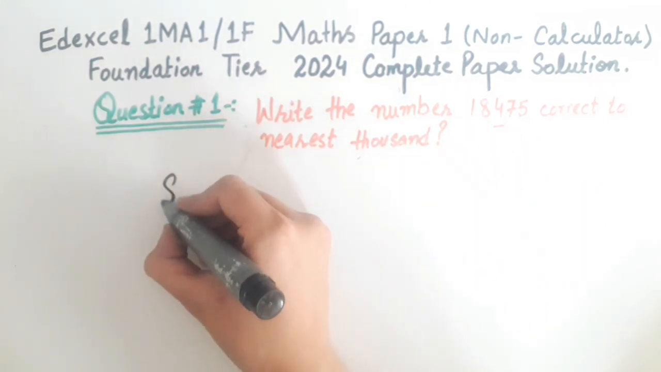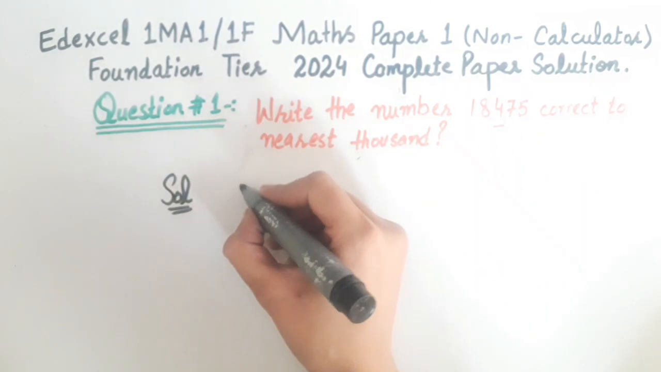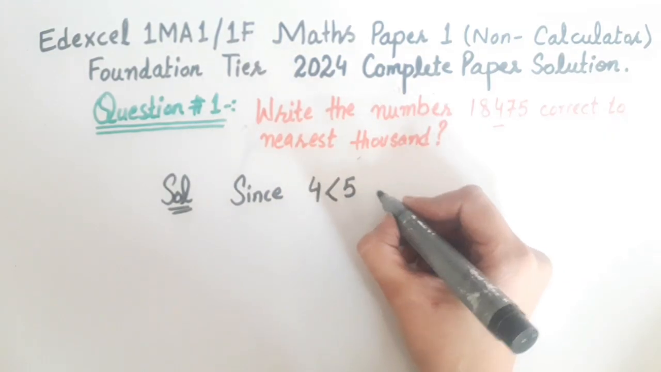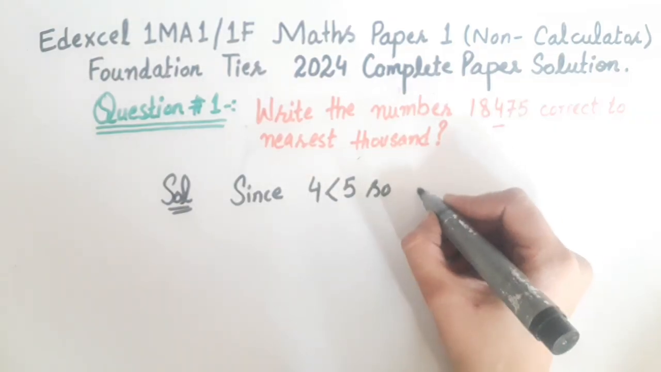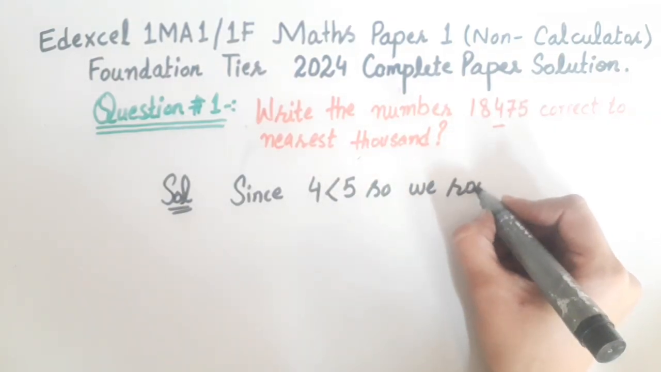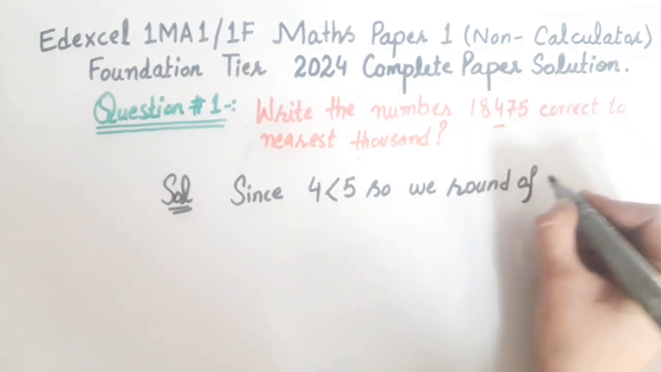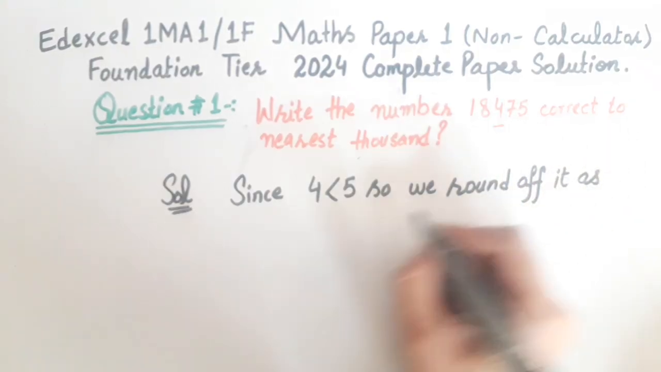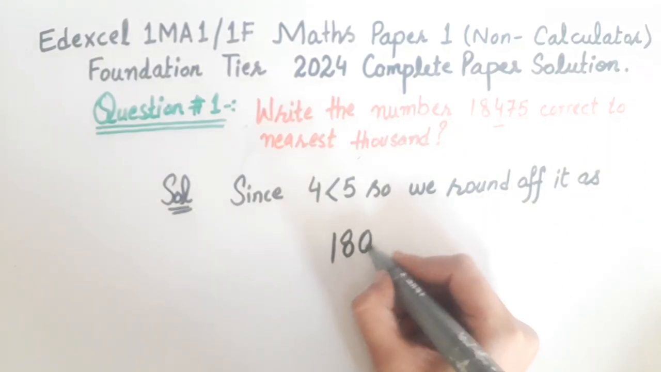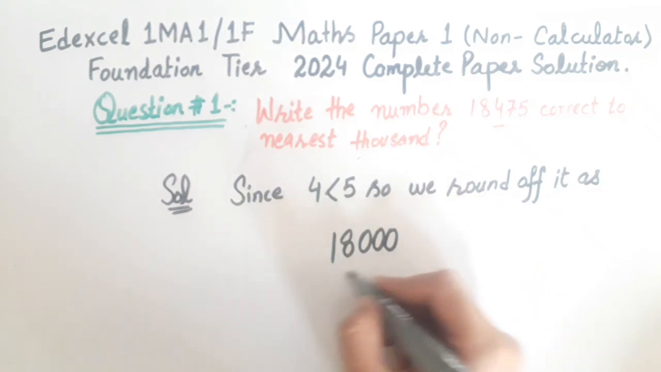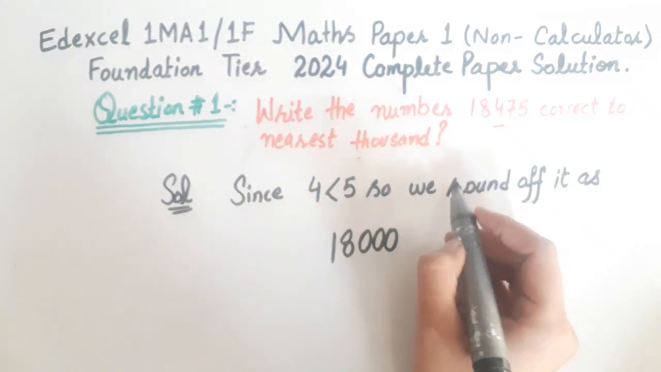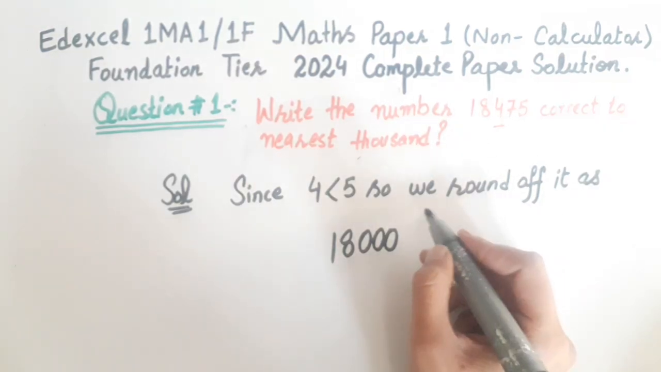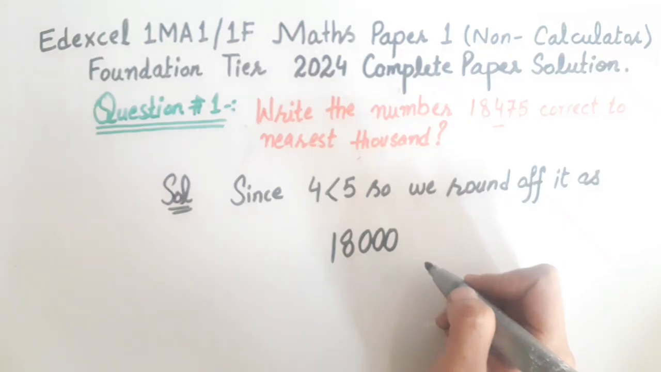So we will write the solution of this as, since 4 is less than 5, we round it off as 18,000. So this will be the final answer. And this question 1 contains 1 mark. So if you solve it like this, you can easily obtain 1 mark. Now we will solve question number 2.